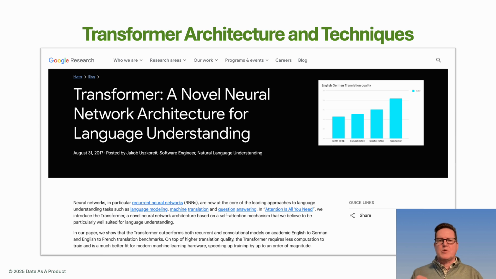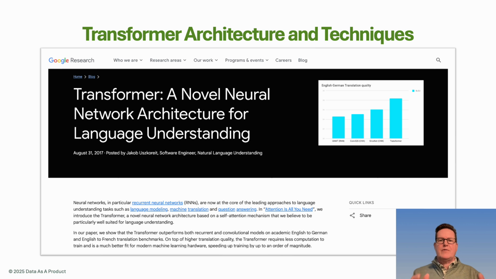The way that transformers work first is self-attention. This enables the model to weigh the importance of each word in a sentence relative to the others. And then it also has parallel processing. Unlike other networks, transformers process all input data simultaneously. This not only makes them faster, it makes them more scalable.